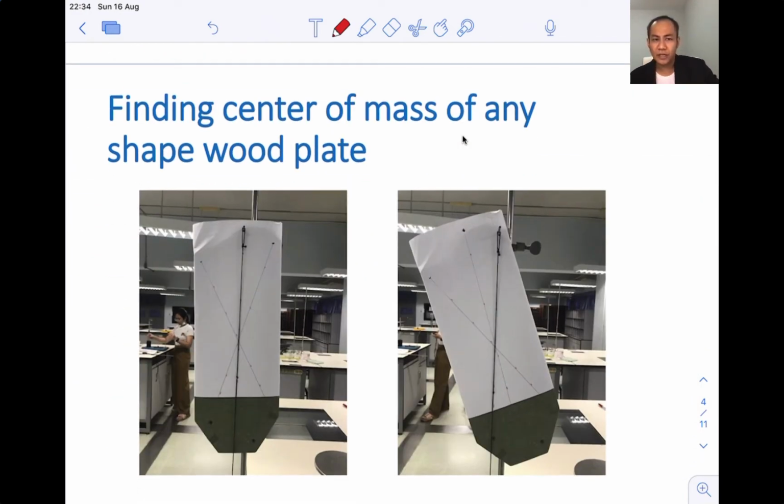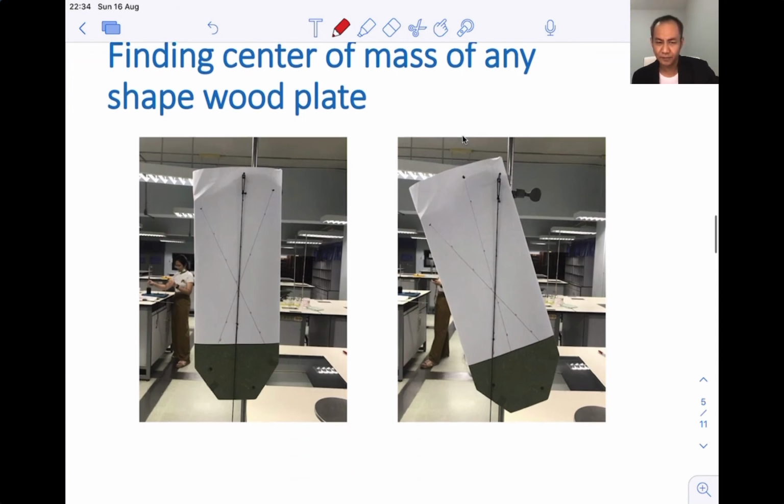At the beginning, we have to find the center of mass of the any shape wood plate by using the plumb line, which in Thai is called looking. Okay, we will put the plumb line here. This is a hanger. First we wrap the any shape wood plate with the paper. Okay, we wrap it with the paper and put some Scotch tape on the back, and we hang it at any point. We hang it, and then we put the plumb line.